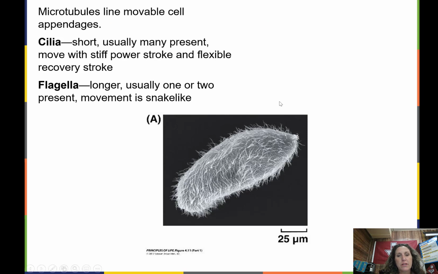So unicellular organisms that need to get around are probably going to need something like cilia, which are these little hair-like projections, or a flagella, which is like a whip on the back. So these are some other items from a cell that you might be asked to know.